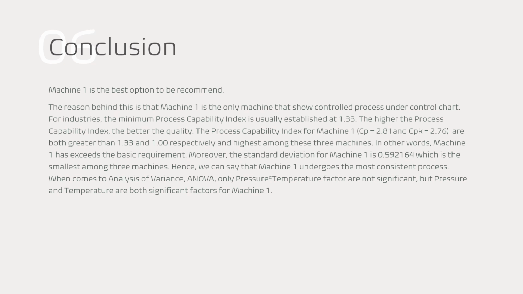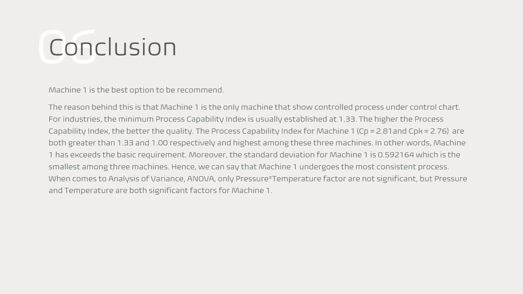The process capability indices for machine 1 are CP equal to 2.81 and CPK equal to 2.76, which are both greater than 1.33 and 1 respectively, and they are the highest among these three machines. In other words, machine 1 exceeds the basic requirements. Moreover, the standard deviation for machine 1 is 0.592164, which is the smallest among the three machines. Hence, we can say that machine 1 undergoes the most consistent process.